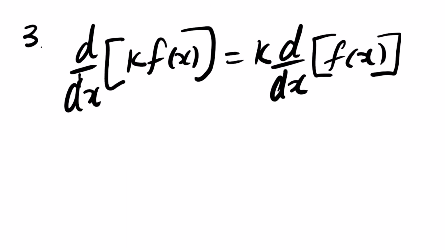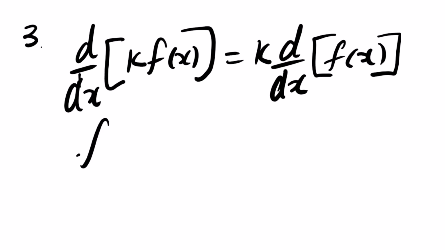Let us go to the next rule of differentiation. Rule number 3: the derivative of a constant multiplied by a function is equal to the constant multiplied by the derivative of the function. Suppose we have a function which is multiplied by a constant. We simply separate the function and the constant and we derive the function. After finding the derivative of the function, we multiply by the constant.